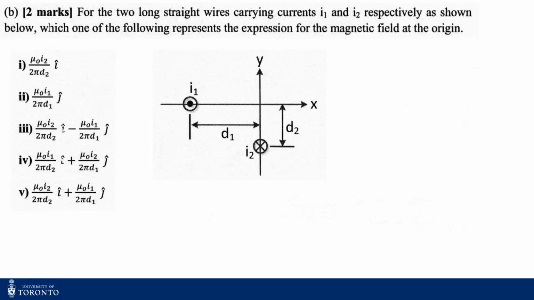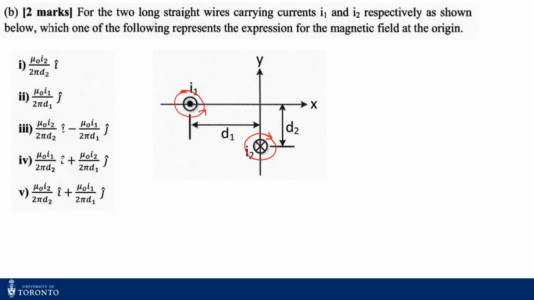Now for this one, I have two current carrying wires. I1 is coming out of the page, I2 is going into the page, right? So for this one, if I apply the right hand grip rule, thumb pointing in the direction of the current, I will see that my fingers point in the direction of the magnetic field, which is like this, right? And similarly for I2, my magnetic field is in this direction, right? So now you have to find the expression of the magnetic field at the origin, right?